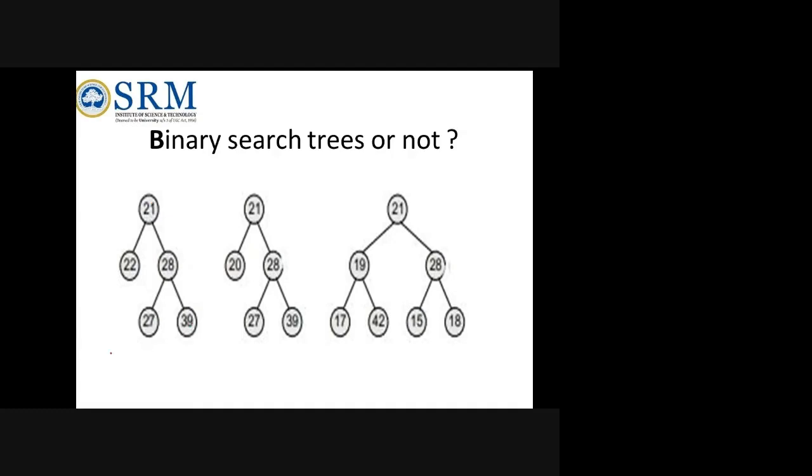Binary search tree or not? No, ma'am. No, why? Because 22 is greater than 20. Yes, ma'am. You have a node on the left side that is greater, but that is not allowed. If it is a binary tree, it is okay, but in a BST, this is not allowed.